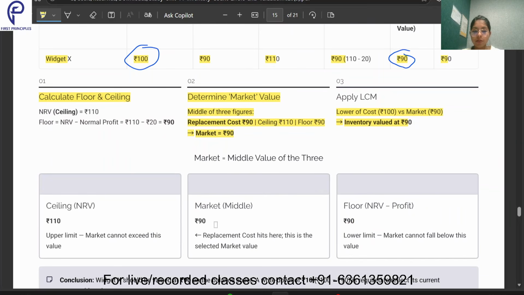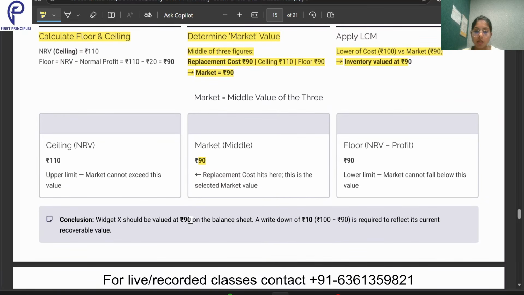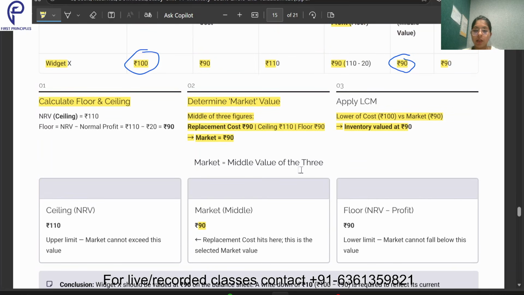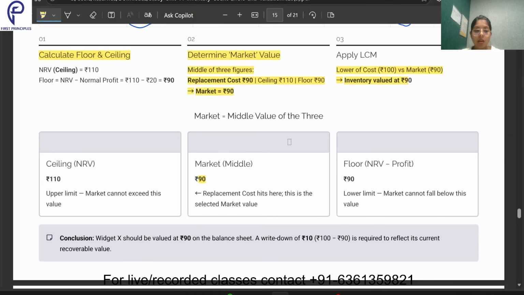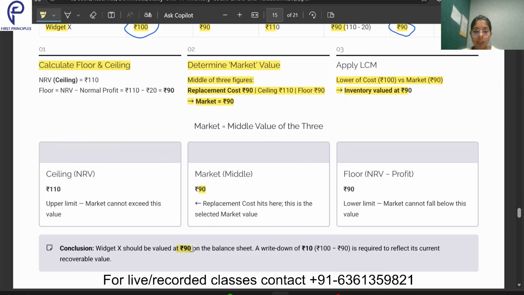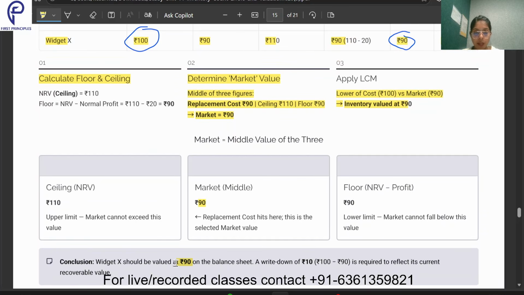So these three are the values, and this one is the middle one, which I am taking as my middle value. So what is happening? My cost is 100. So widget X should be valued at rupees 90 on the balance sheet. Initially the cost was 100, and now this is valued at 90. So a 10 write down will be reflected in my income statement as a write down in the value of my inventory.